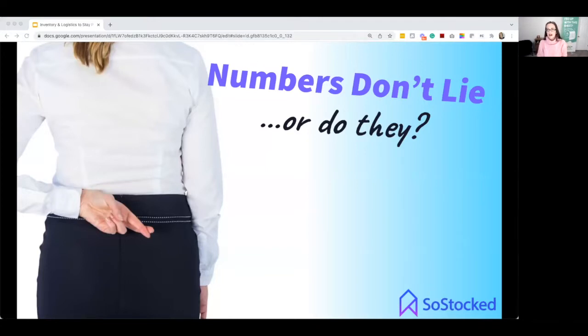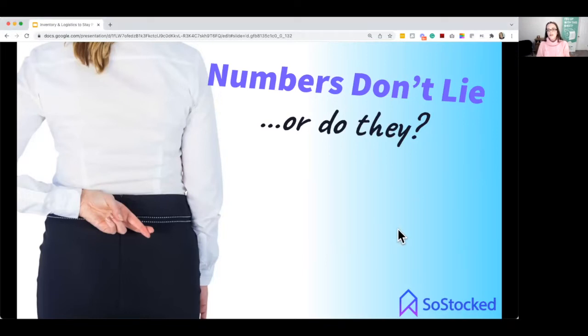So first of all, numbers don't lie. That's one thing that people love about math. Numbers don't lie, but there are times when they do. And I want to talk about how it's possible for numbers to lie to you. How does this actually happen?